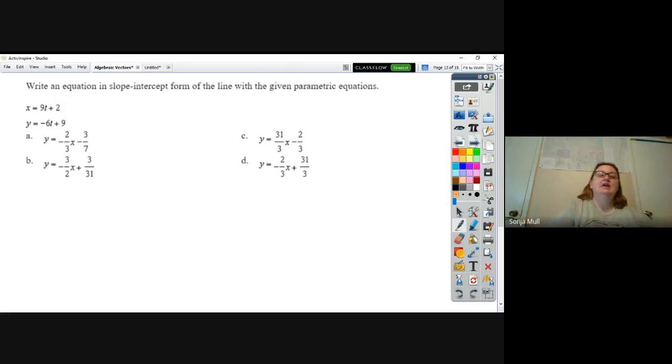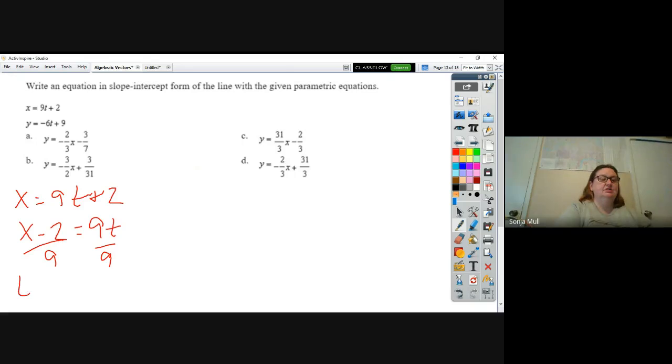Okay, next. Here we're going the opposite direction. Here's a parametric equation. X equals 9t plus 2. Y equals -6t plus 9. We want to write the equation in slope-intercept form. So we've got to figure out what t is, solve both of these for t. If I have x equals 9t plus 2, and I solve this for t, I'm going to subtract 2 from both sides, and then divide both sides by 9. So t is x minus 2 over 9.